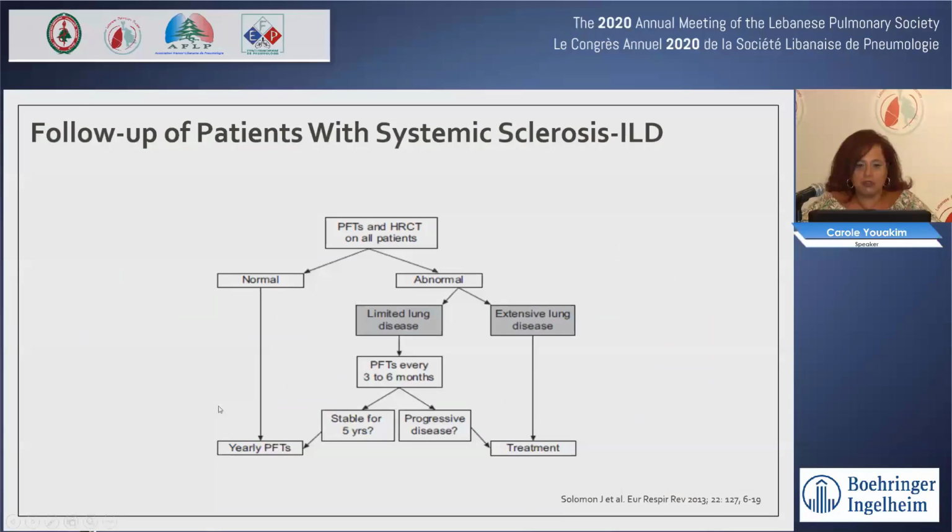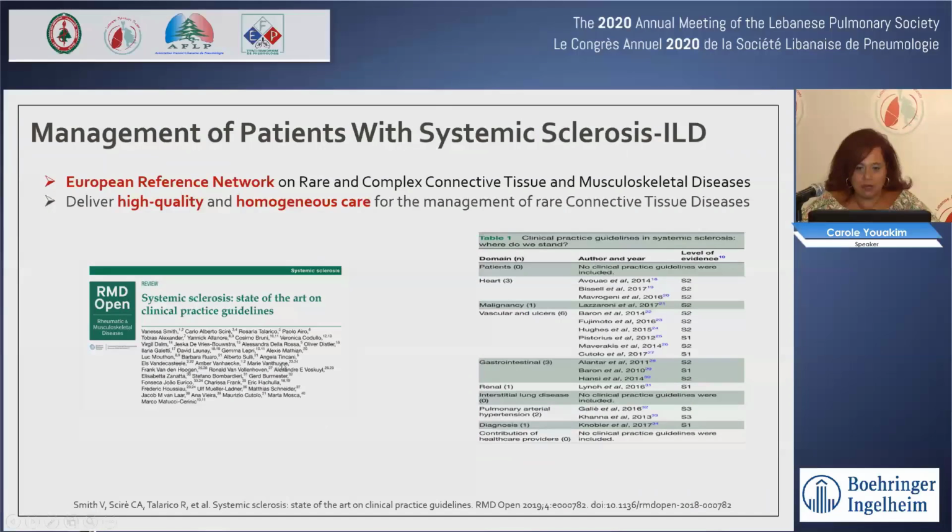In 2013, a proposed follow-up of patients with systemic sclerosis ILD recommended PFTs and HRCT in all patients with systemic sclerosis. If normal, yearly PFTs were recommended. In extensive lung disease, treatment was initiated, and in limited lung disease, PFTs every 3 to 6 months were recommended. If progressive, disease treatment was initiated; if stable for 5 years, yearly PFTs were recommended.